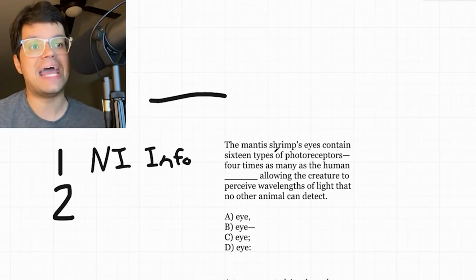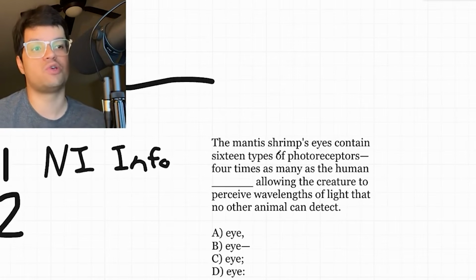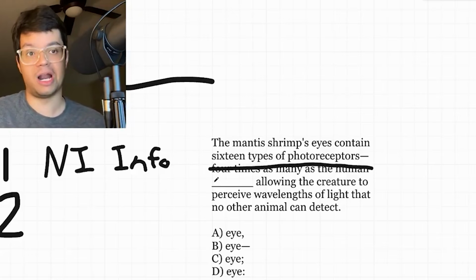So in this one here, the mantis shrimp's eyes contain 16 types of photoreceptors, 4 times as many as the human eye. We can get rid of "4 times as many as the human eye," so therefore it's non-essential information. B would be the right answer.